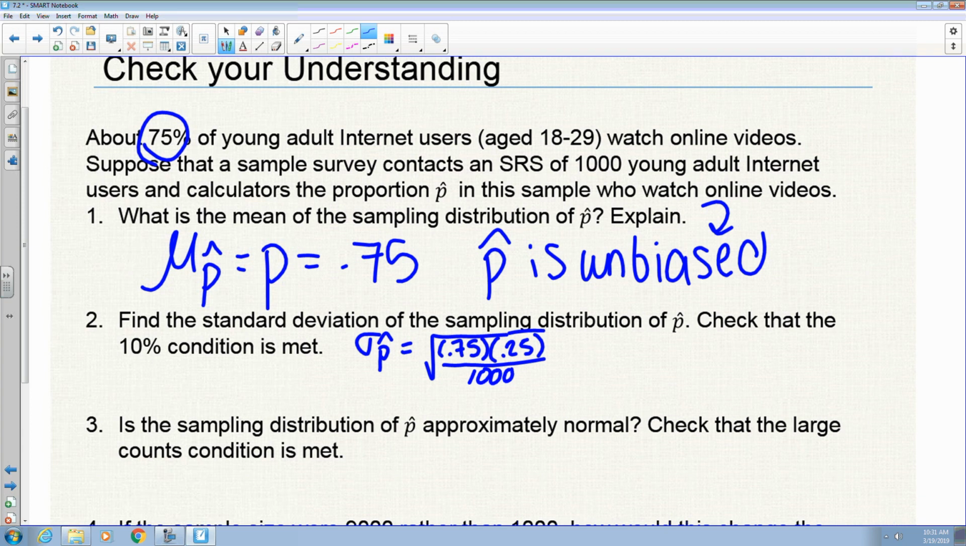Since these can tend to get pretty small, the standard deviation of a proportion is always a decimal, so I would say we should go to 4 decimal places: 0.0137.